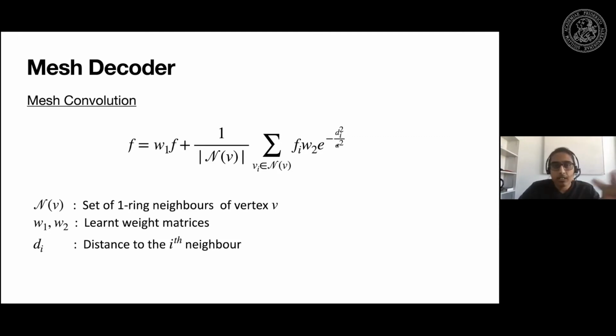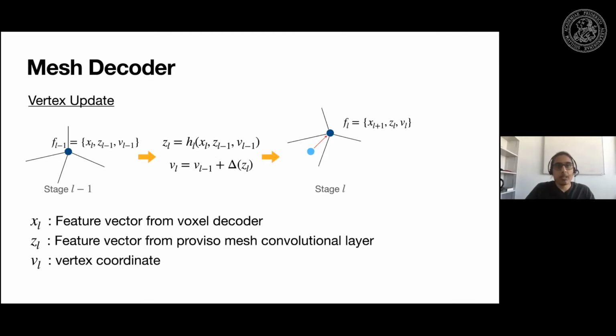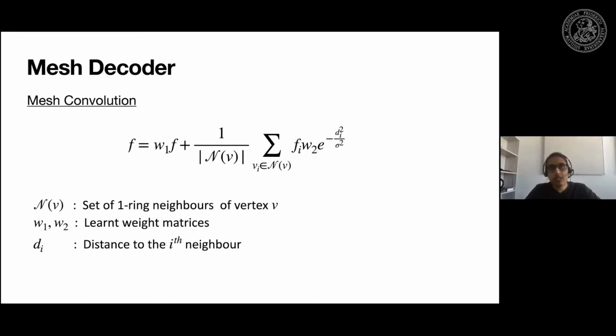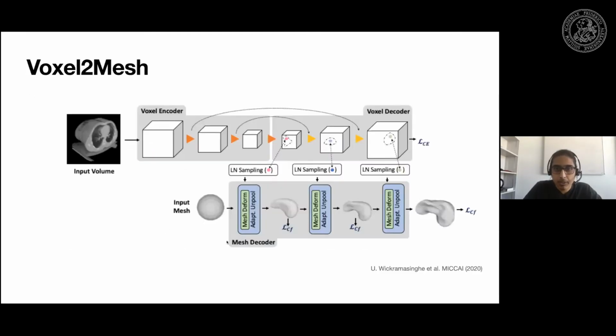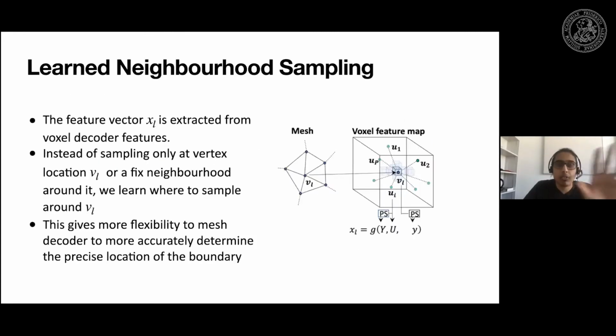So that is the mesh convolution and the mesh vertex update, which together form the mesh deformation part of the mesh decoder. Now we move on to the adaptive unpooling. First learned neighborhood sampling, next adaptive unpooling. So what do I mean by learned neighborhood sampling?